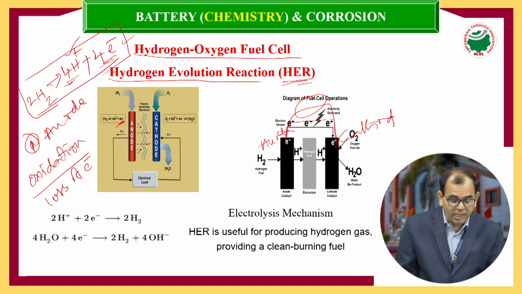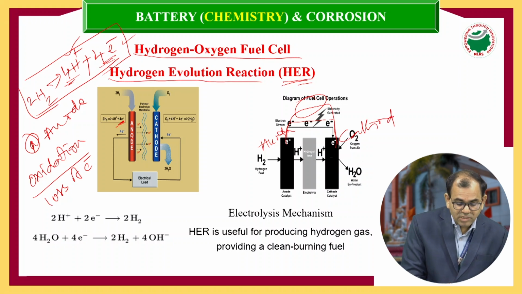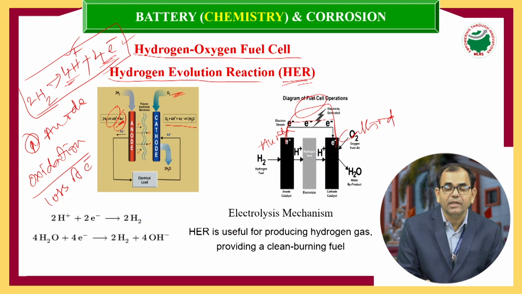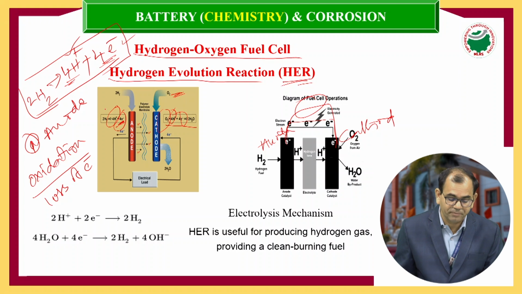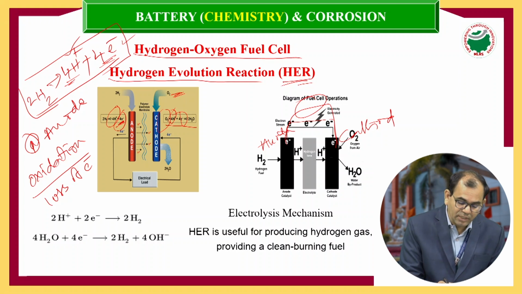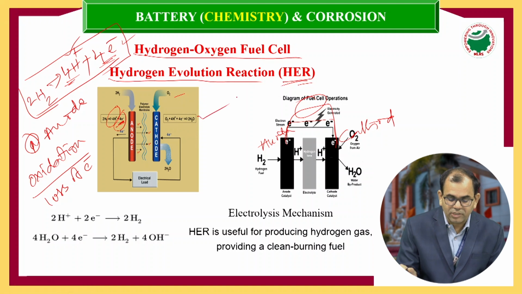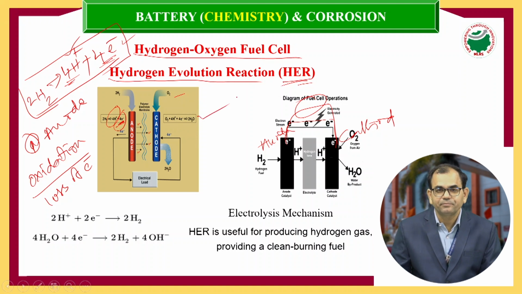Once these H plus ions and electrons reach the cathode, whatever atmospheric oxygen is there at the cathode chamber will take these protons and electrons, which are generated during the oxidation at the anode. So oxygen takes those protons and electrons, and finally H2O formation takes place.